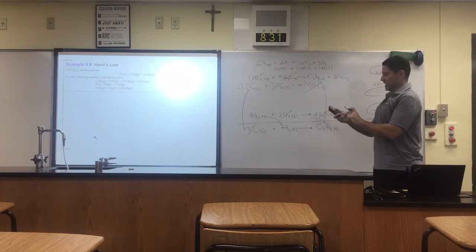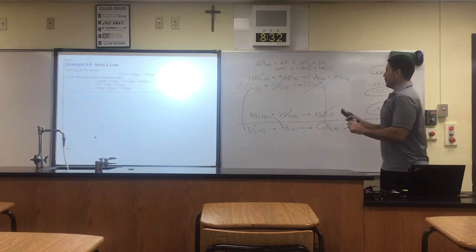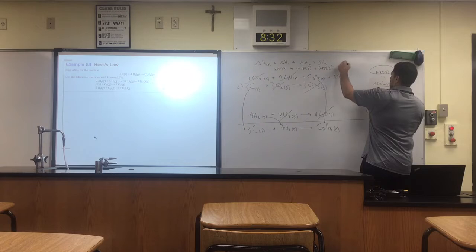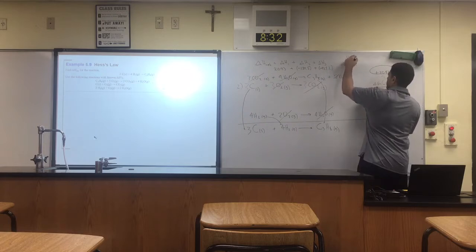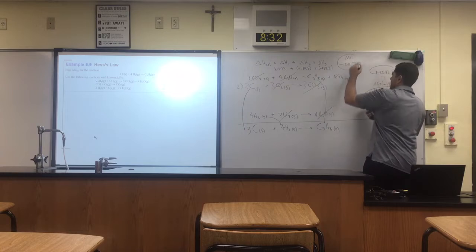So let's see here, 2,043 plus negative 1180.5 plus negative 967.2, and we're going to get negative 104.7 kilojoules as the delta H.